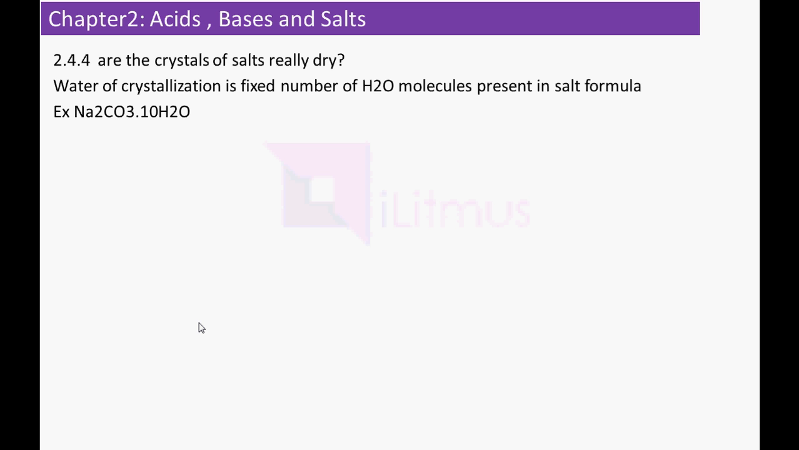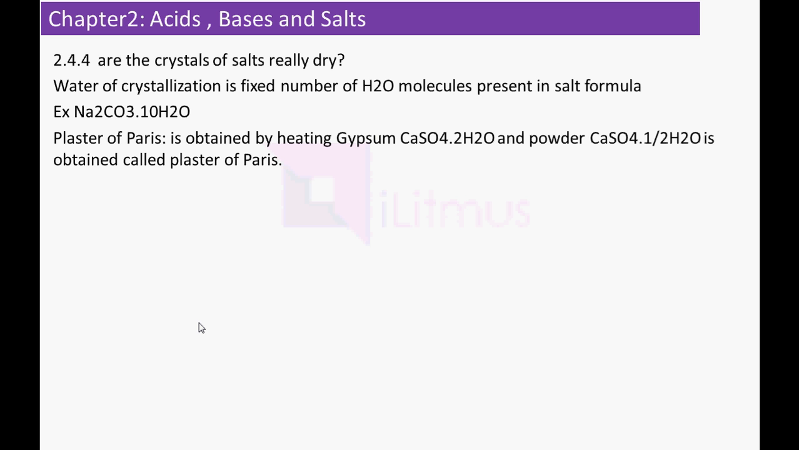A major example is our washing powder. We'll see another very important example which almost everyone has seen: Plaster of Paris. What is that? It is obtained by heating gypsum, which is calcium sulfate with 2H2O molecules attached. When it is heated at around 373 Kelvin, it converts into a powder called calcium sulfate half H2O, which is called plaster of Paris.